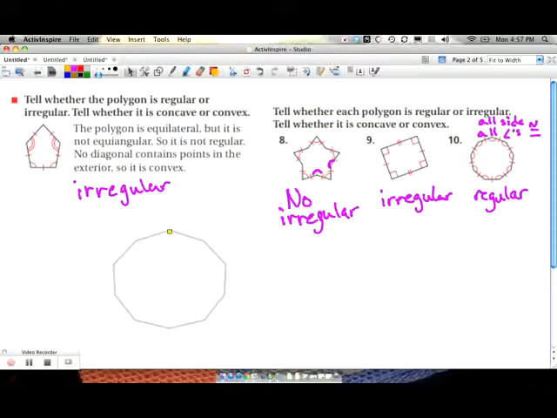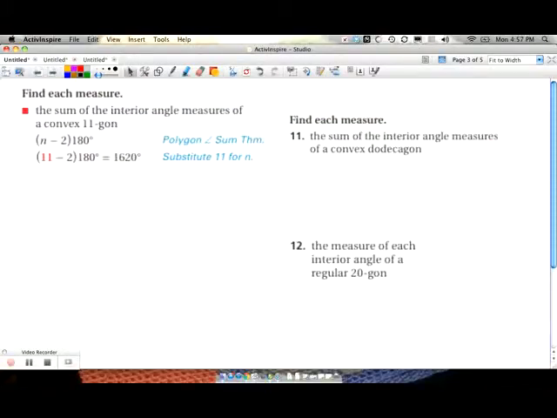Let's look at some more of the stuff. Last little pieces here for 6.1 is, now that we know all these attributes, can we use them to find some measures? Because that's the big thing in geometry. Can you measure it? The sum of the interior angle measures of a convex 11-gon.